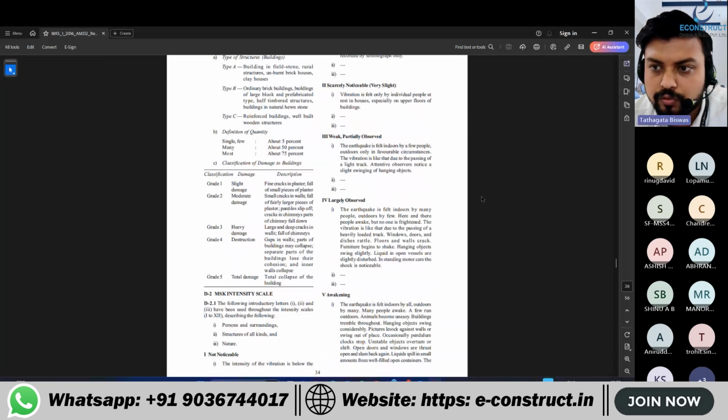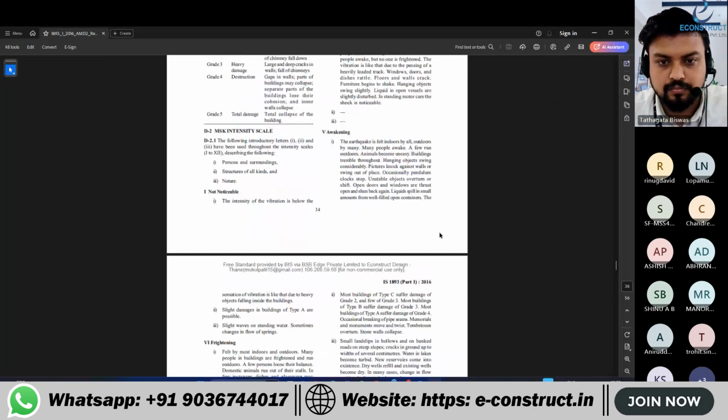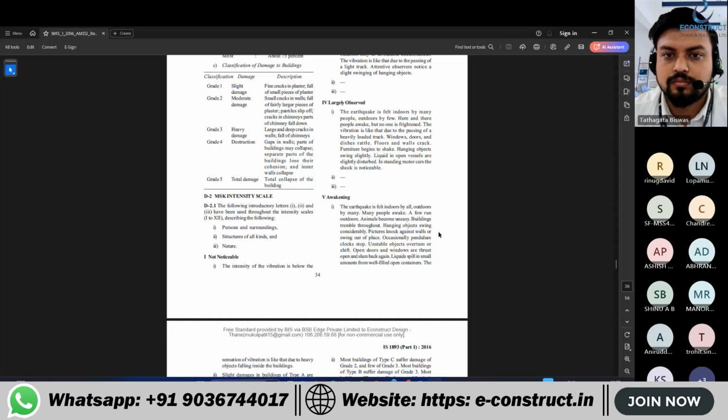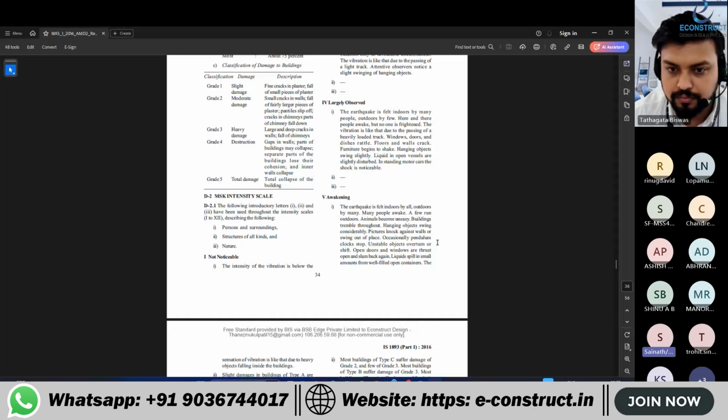Okay, wait. Now Sainath, you can start from largely observed. Largely observed. The earthquake is felt indoors by many people, outdoors by few. Here and there, people awake, but no one is frightened. The vibration is like that due to the passing of a heavily loaded truck. Windows, doors, and dishes rattle, floors and walls crack. Furniture begins to shake, and hanging objects swing slightly. Liquid in open vessels is slightly disturbed. In standing motor cars, the shock is noticeable.